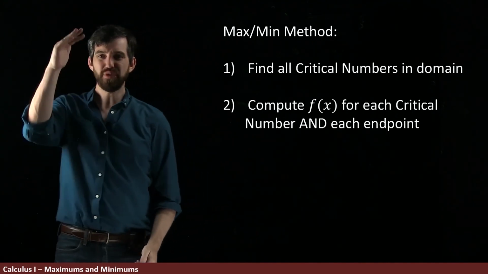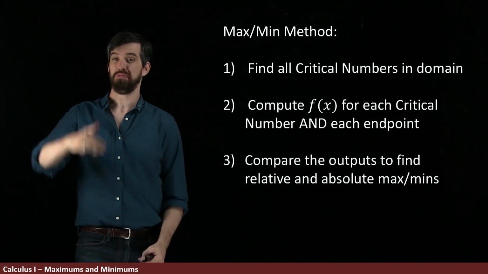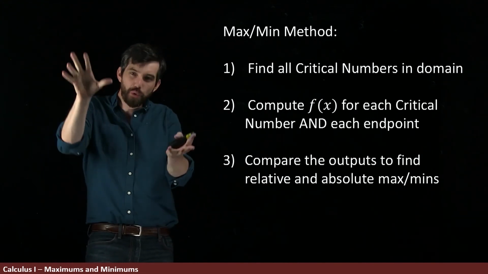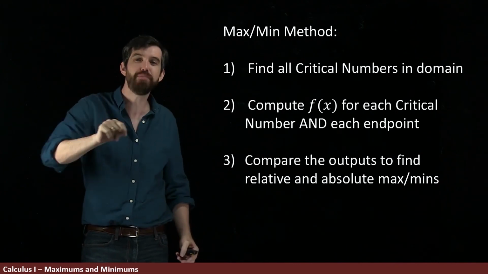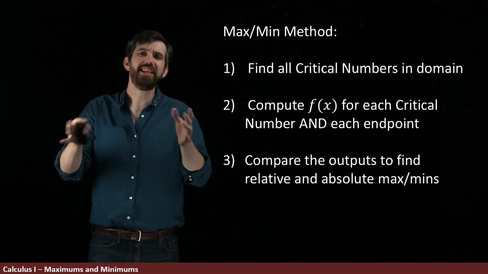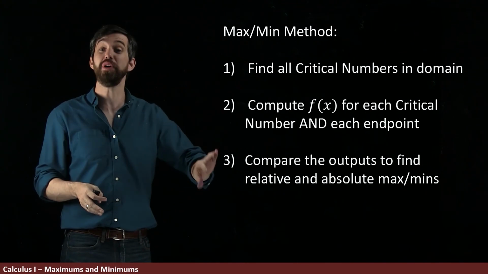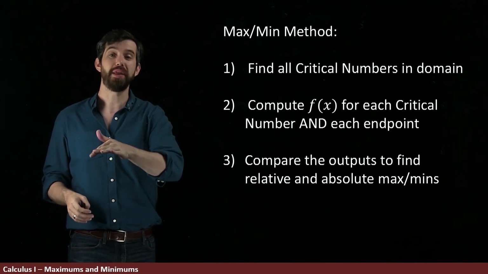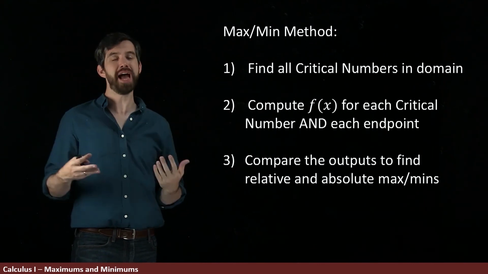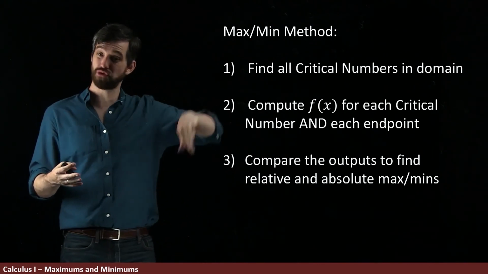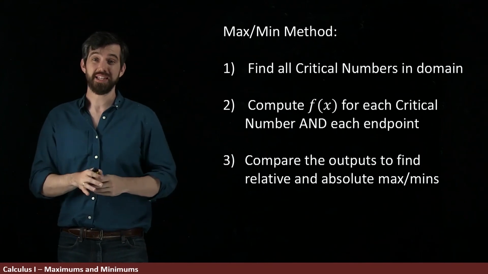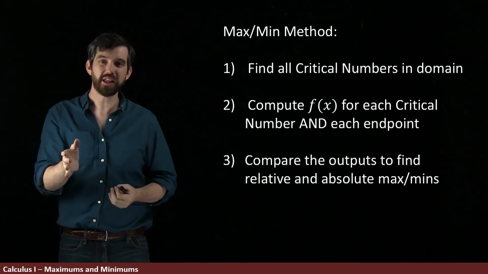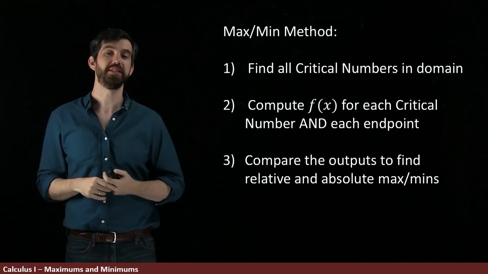And then finally, you've got this list of values and you can just look at them and figure out which of them is really the biggest. That's the absolute max. Which of them is the smallest? That's the absolute min. And then you have to be a little bit more careful with determining which of these intermediate ones are going to be the relative maxes and the relative minimums. And then as a check, it's always perfectly fine to go and graph the function and see whether the maximums and minimums that you've computed roughly appear to be the case from the graph.